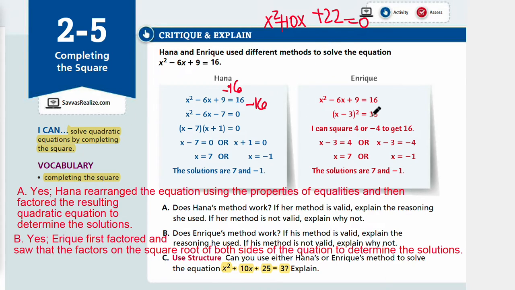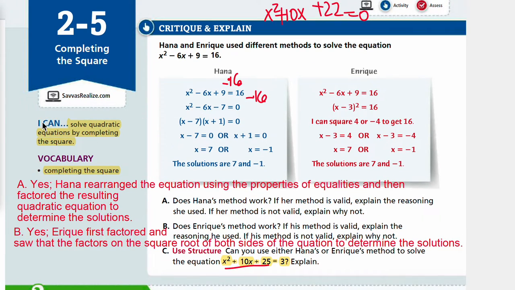So actually, Enrique's method would be the easiest, because if you use Hannah's method, you're going to have an irrational solution. And if you use Enrique's method, it'll be easier to figure that solution out, because you can factor this first, and then you can set up an equation to solve for it. So it makes it easier. Does that make sense? So let's go ahead and explain that in words, and then we'll explore that in the examples later. Either method would still work, but Enrique's method would be better.